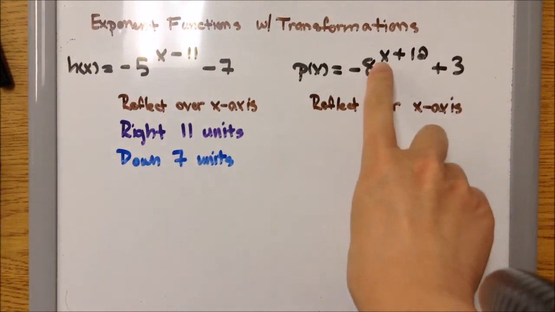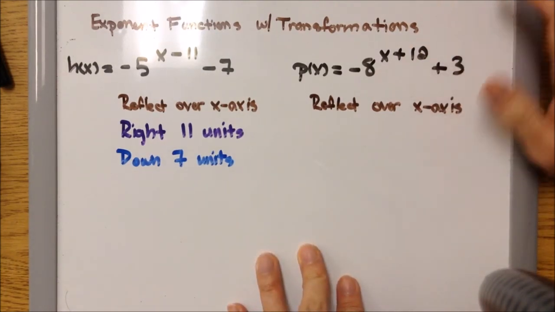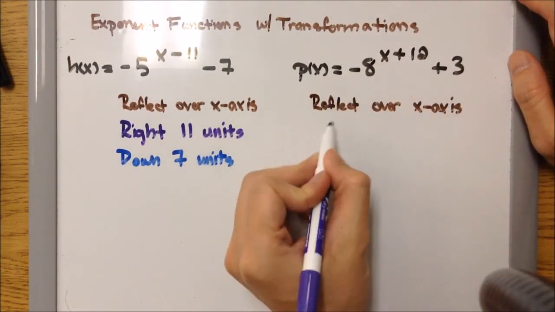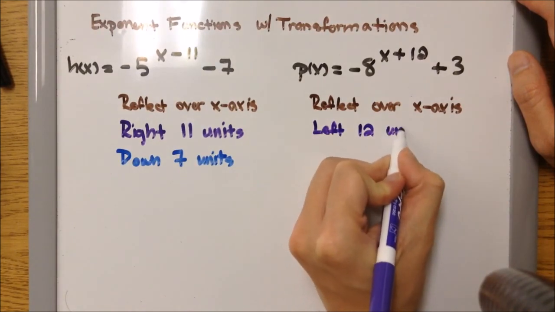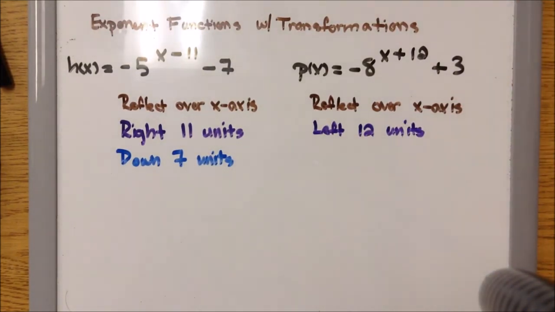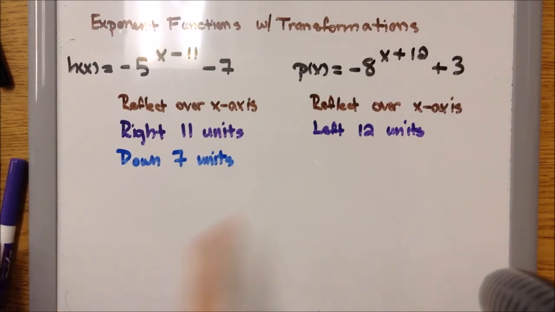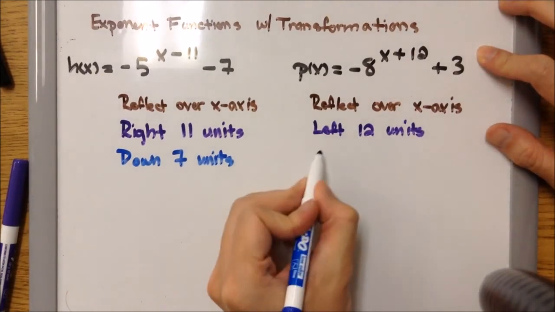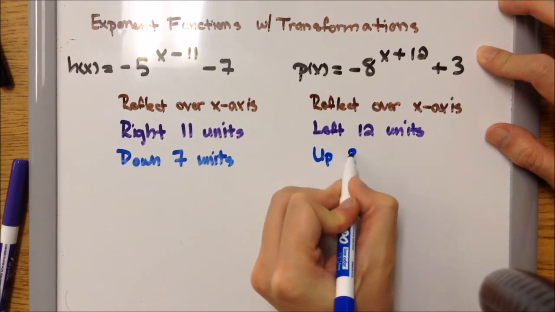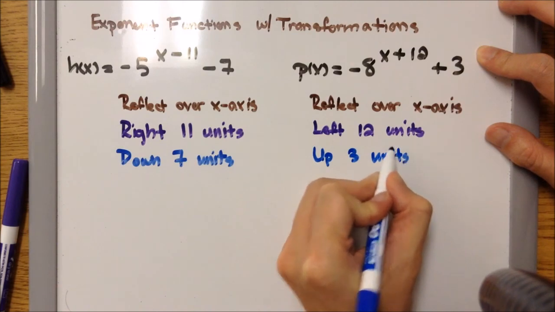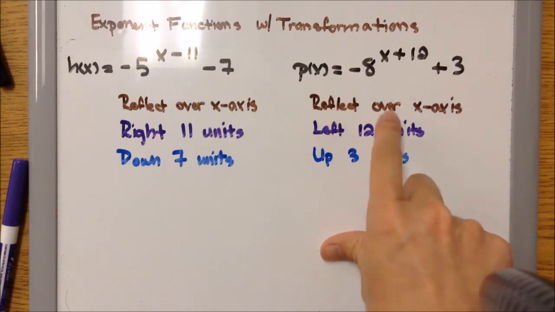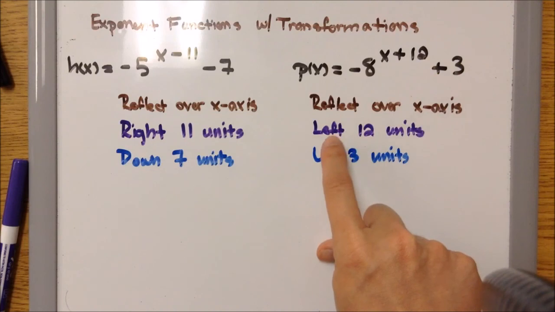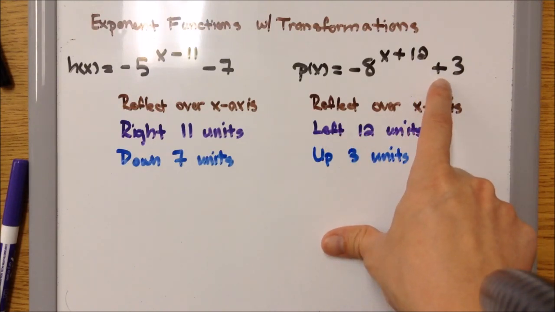If we were to focus on x plus 12, that means that the plus 12 is left 12 units. So again, x plus 12 means 12 units to the left. Now our last one, the plus 3, is after the x. So the plus 3 means up 3 units. And that's pretty much all the transformation for example 8. The minus 8, the negative in front of the base, reflect over x-axis. X plus 12 means left 12 units, and then the plus 3 afterwards, up 3 units.